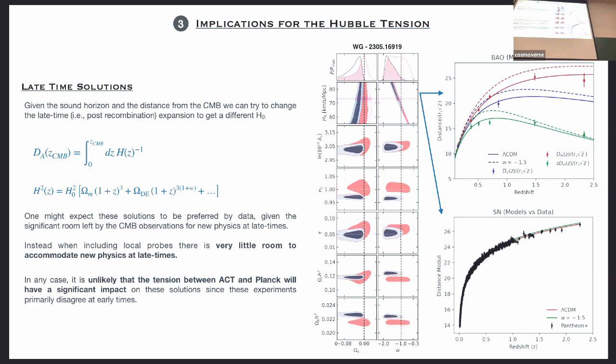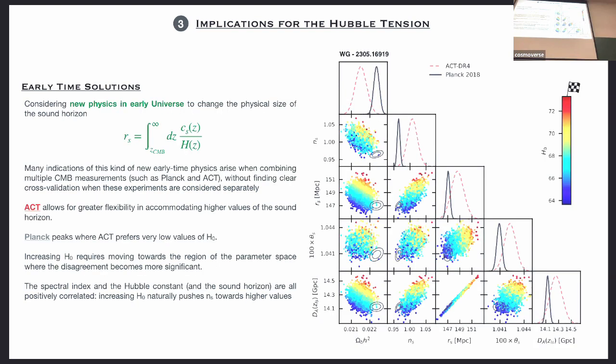But in any case, if your preferred model for the Hubble tension involves new physics, I wouldn't expect the disagreement between Planck and ACT to play any important role, simply because these experiments are mostly in disagreement in the early universe. So let's look a little bit more carefully at solutions that involve new physics at early times. Well, in this case, the idea is to change the size of the sound horizon to infer a different H0. And there are very interesting implications for new physics in this direction, like early dark energy, which more or less is doing something similar, right?